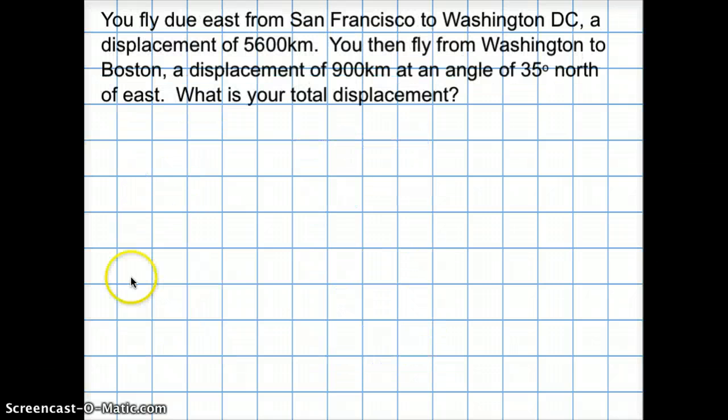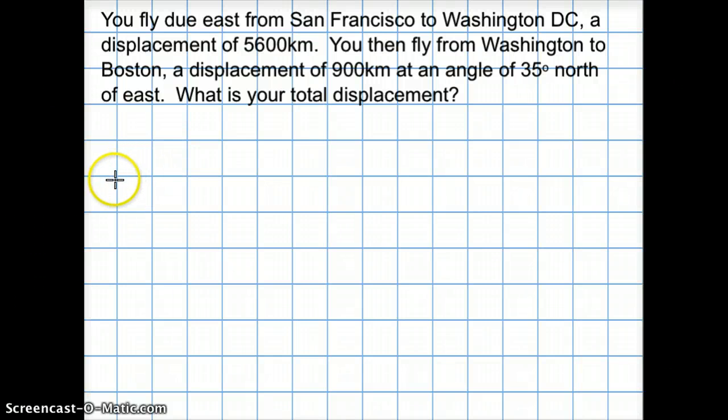Last problem. You fly due east from San Francisco to Washington, D.C., a displacement of 5,600 kilometers. You then fly from Washington to Boston, a displacement of 900 kilometers at an angle of 35 degrees north of east. What is your total displacement? So I'm going to draw that.